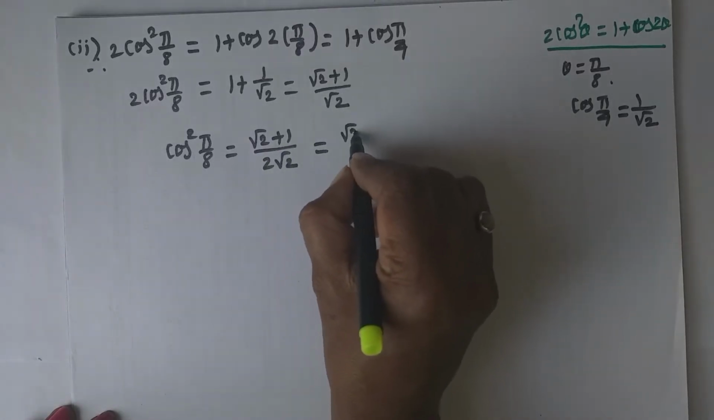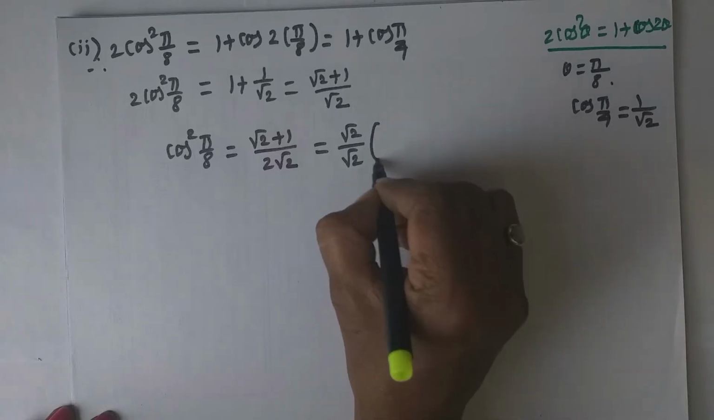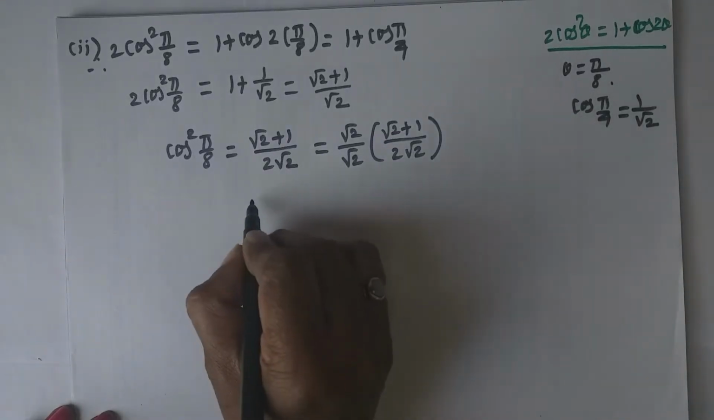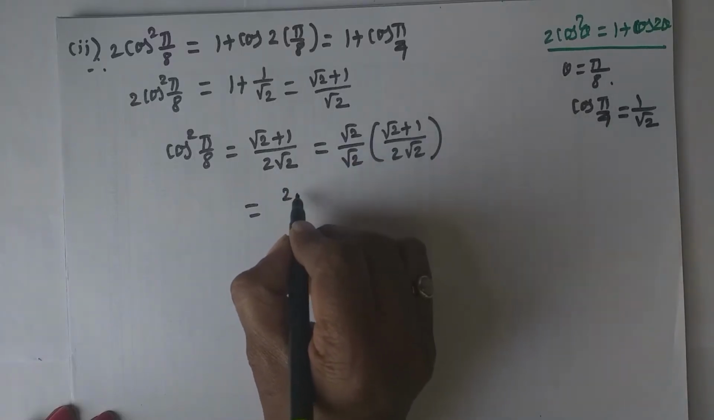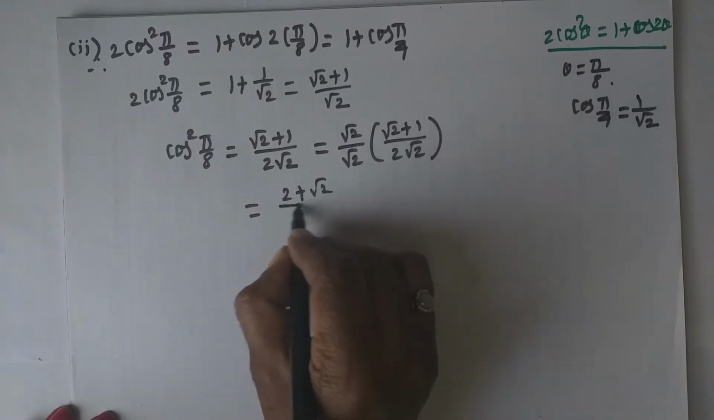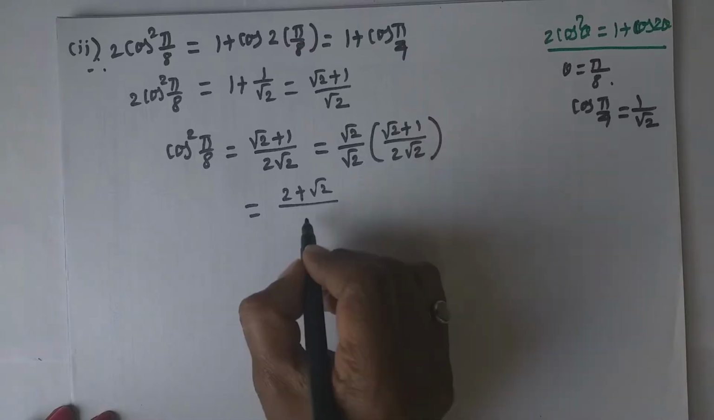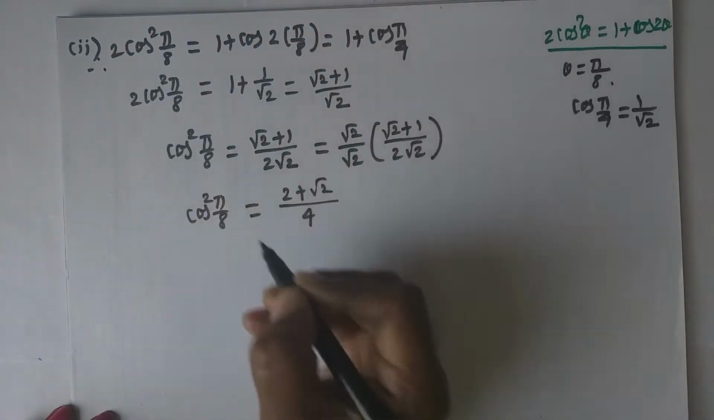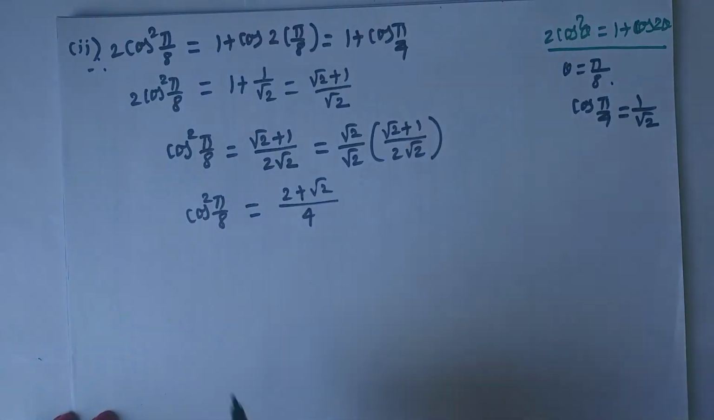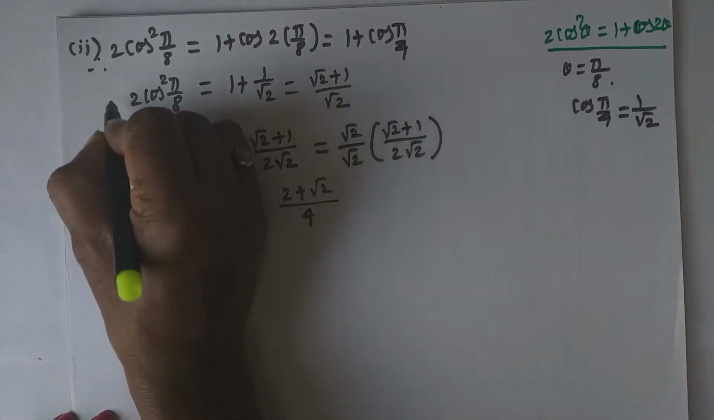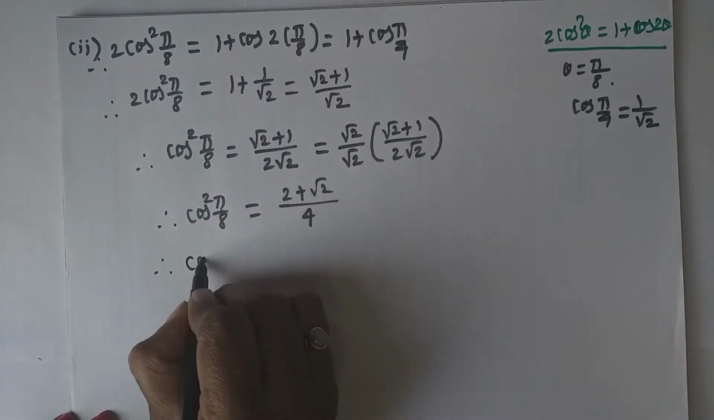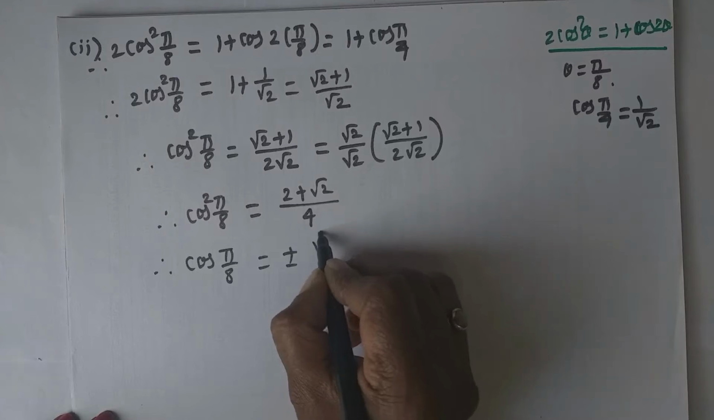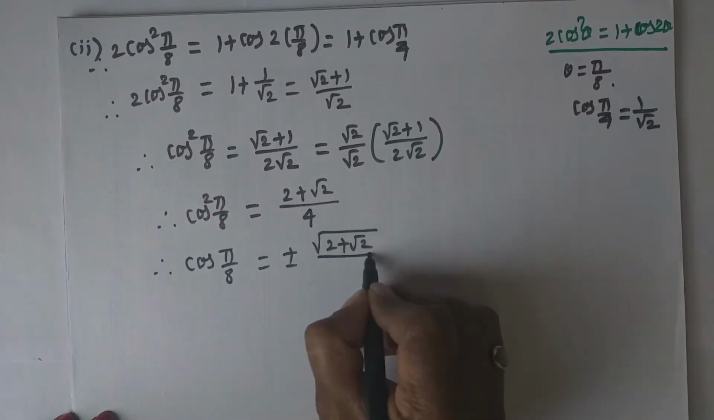Again, I will divide and multiply numerator and denominator by root 2, and I will simplify this. Now this will be what? Root 2 into root 2 will be 2, plus root 2. Here root 2 into root 2 is 2, and 2 into 2 is 4. This is the value of cos square pi by 8. Okay. Now I will take the square root. Therefore, write down each and every step. Now again, cos pi by 8 will be plus minus under root 2 plus root 2 divided by 2.